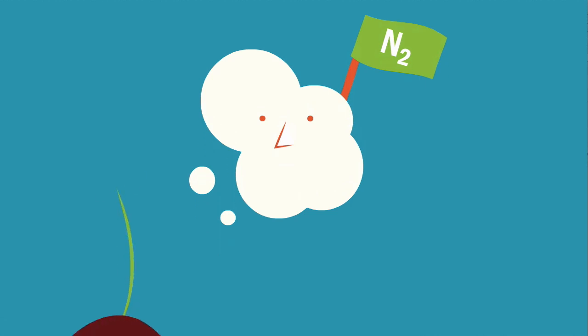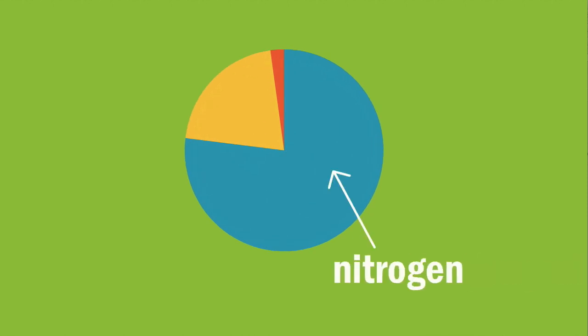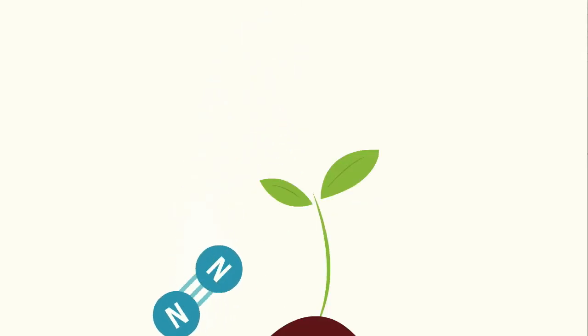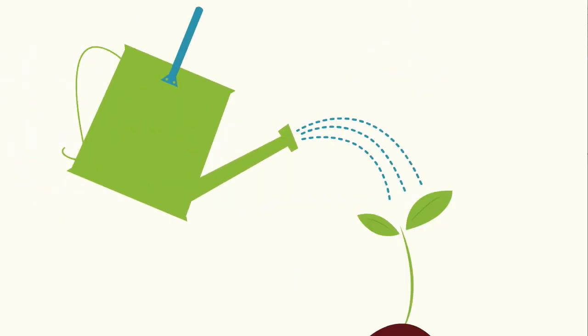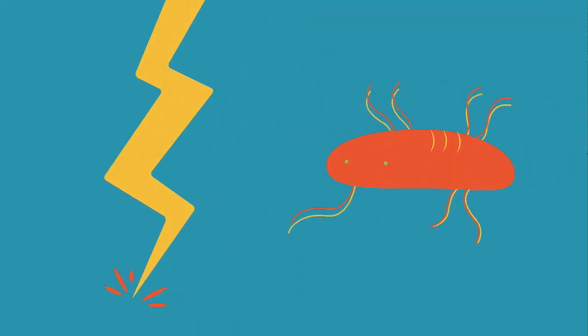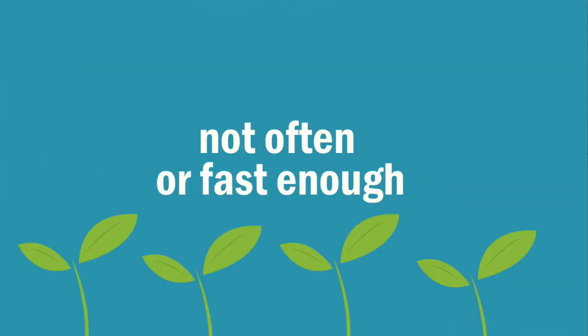Nitrogen is important and essential for plant growth. Although air is approximately 77% nitrogen, plants cannot breathe it in. Instead, it must be dissolved in water and absorbed through their roots. This is done naturally by lightning and by certain types of bacteria, though it does not happen often or fast enough to sustain crop growth and hence food production.